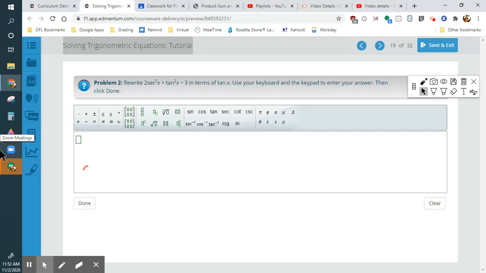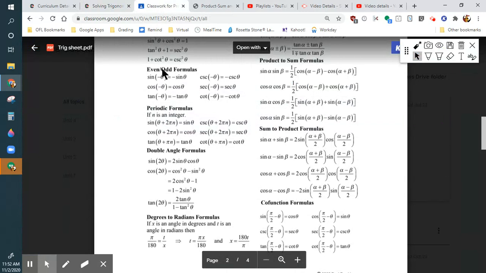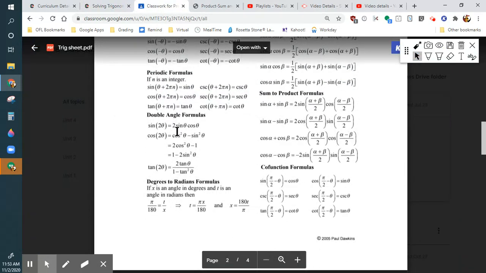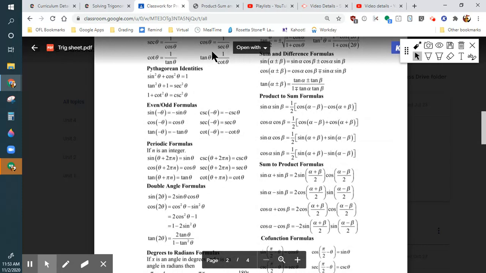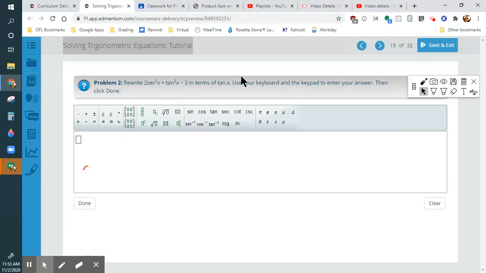All right, so I'm going to try to make these in terms of tangent, which is what it wants. Seeing how this is a secant squared, I'm probably going to want to look at my Pythagorean theorems because I know my Pythagorean theorems have all that square stuff. Then I see here that secant squared is equal to tangent squared plus 1. So I can just substitute that in.